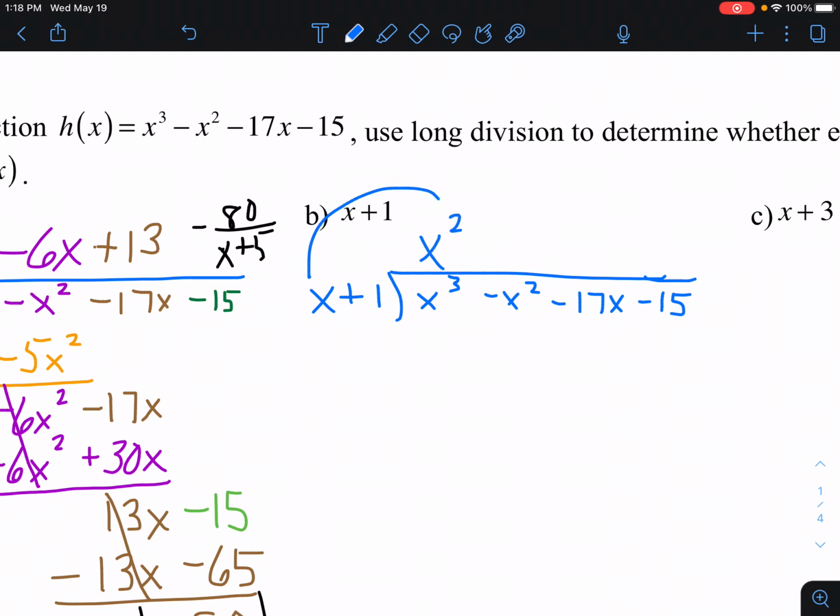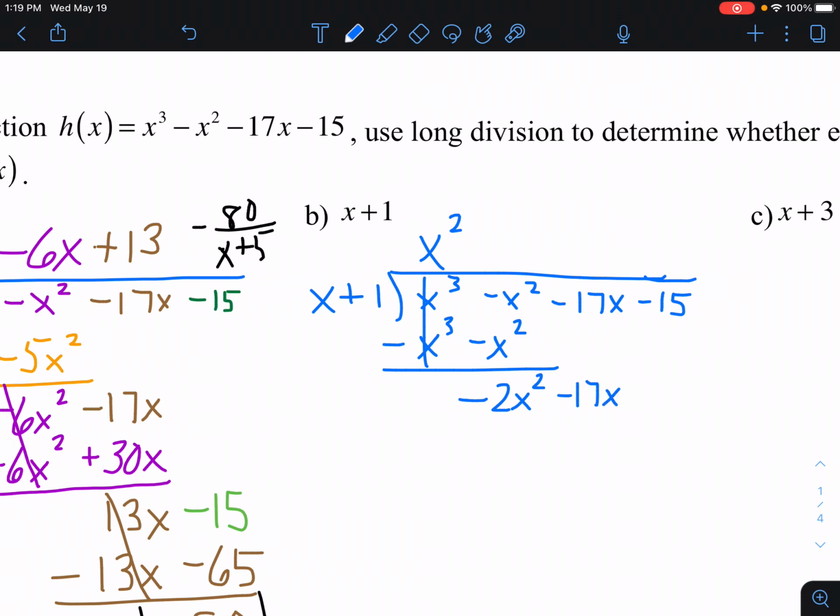And then we always distribute, multiply twice. x squared times x is x to the third. x squared times 1 is x squared. And then show subtraction. These will cancel, and then do your subtraction. Negative x squared minus x squared is negative 2x squared. And then the next term, minus 17x, drops down.